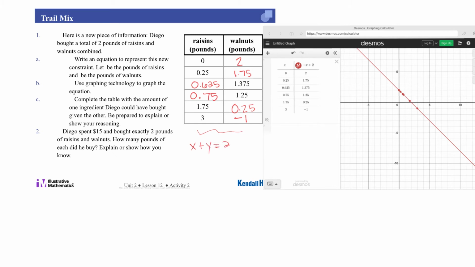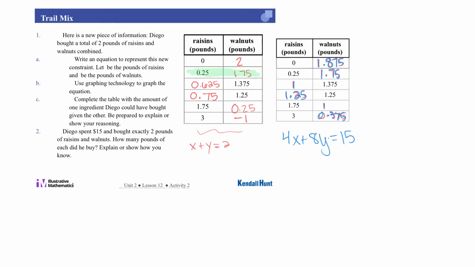The next question goes into Diego spent $15 and bought exactly 2 pounds of raisins and walnuts. How many pounds of each did he buy? Explain or show how you know. You can see that when I bring the other table from our previous equation, the only place that they have the same exact solution is this 0.25 and 1.75. That just goes to show you that that would be your solution.